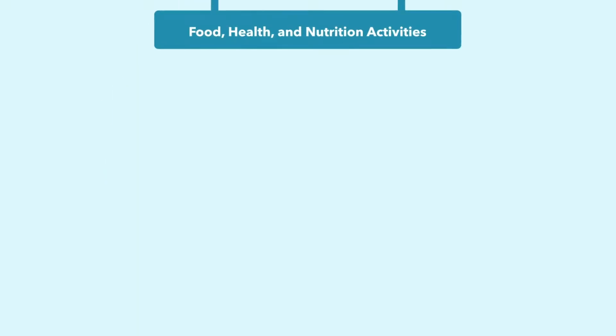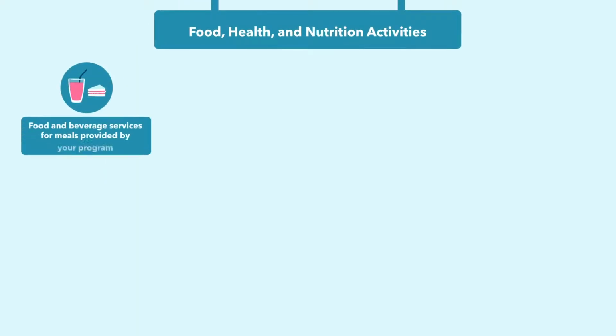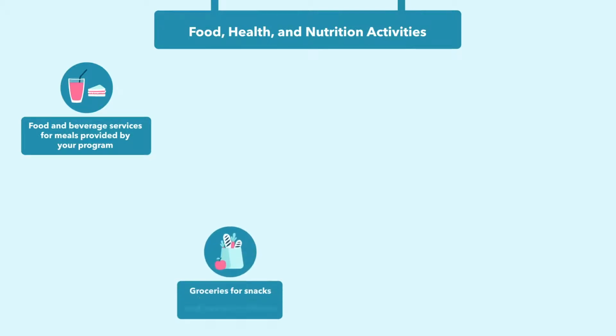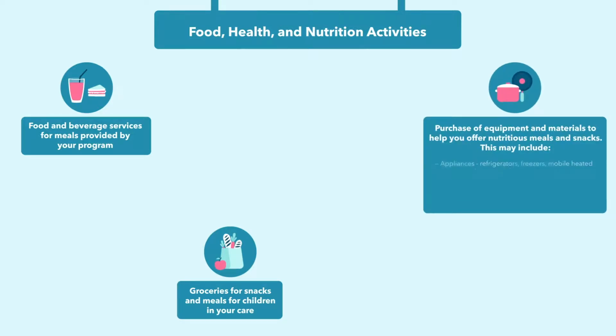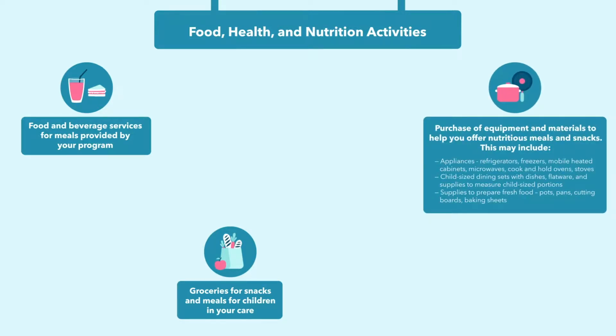Here are some examples of these expenses. Food and beverage services for meals provided for your program. Groceries for snacks and meals for children in your care. Purchase of equipment and materials to help you offer nutritious meals and snacks. This may include appliances like refrigerators, freezers, cook and hold ovens, and stoves.